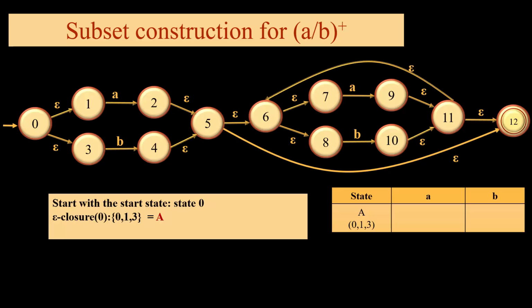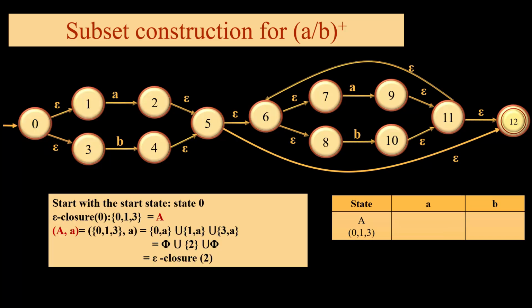Now we start with the start state, that is 0. Corresponding to 0, we check all the states which can be traversed only from state number 0. We can move from state number 0 to state number 1 and 3 on epsilon. Since state number 0 will itself be included, we have a set which has 3 elements, 0, 1 and 3, and we say that this is capital A. Now we find A comma a.